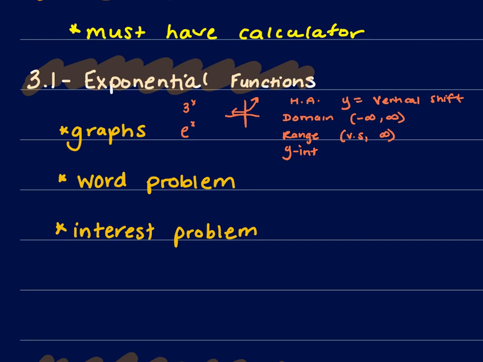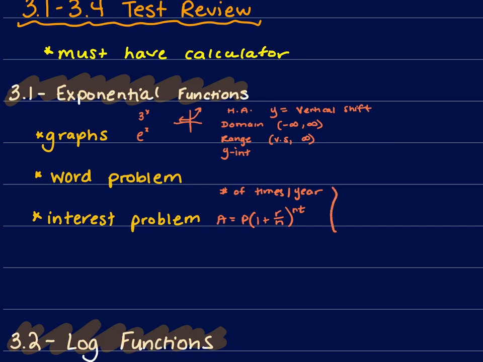And then the interest problems, you had two different kinds. One where it's a number of times a year, and that is A equals P times 1 plus r over n to the nt. Or continuous, which is Pert. Make sure you know how to type that stuff into your calculator, because that's what got some of you on the quiz.